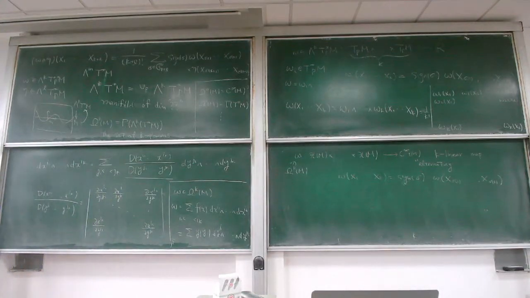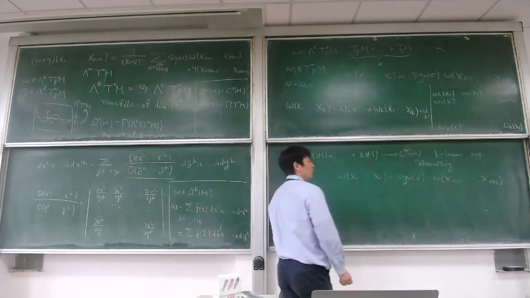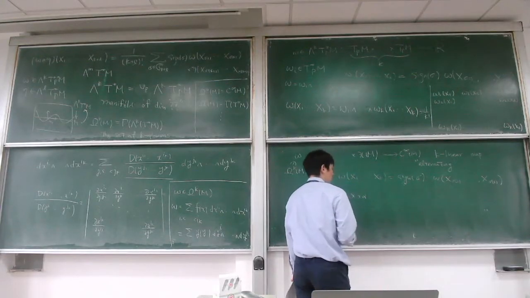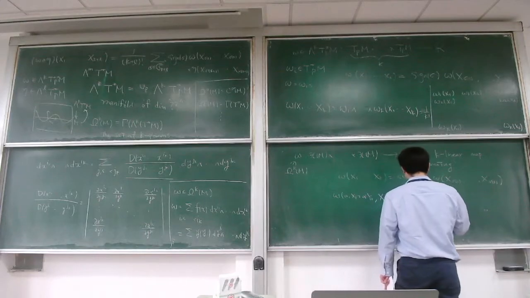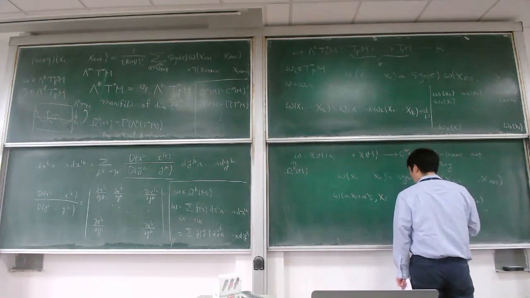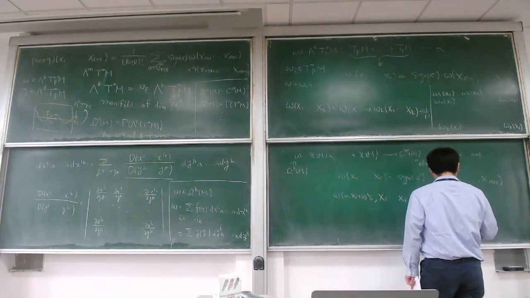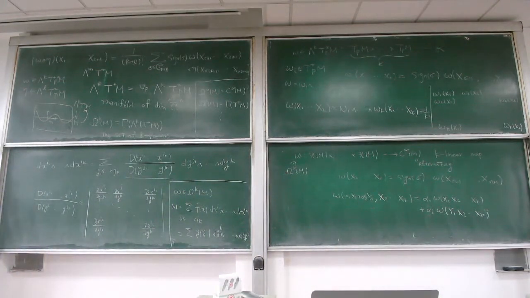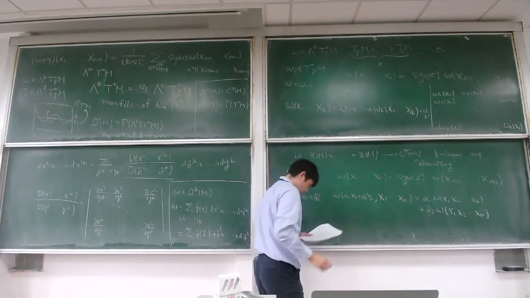Okay, so this is the k-linear map. Linear means omega of alpha 1 x1 plus alpha 2 y1, x2, dot dot xk, is alpha 1 omega of x1, x2, xk plus alpha 2 omega of y1, x2, xk. So that's what linear means, where alpha 1, alpha 2 are some numbers.